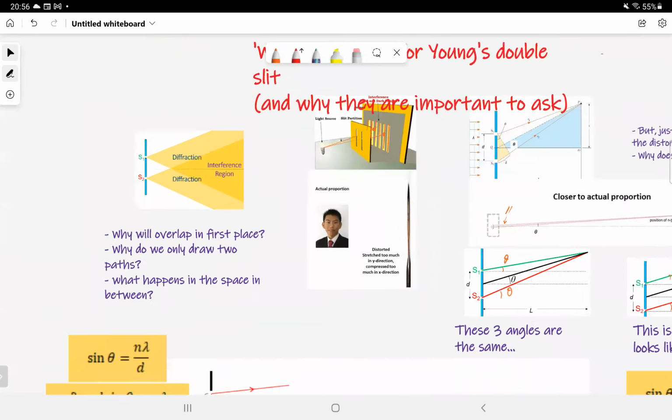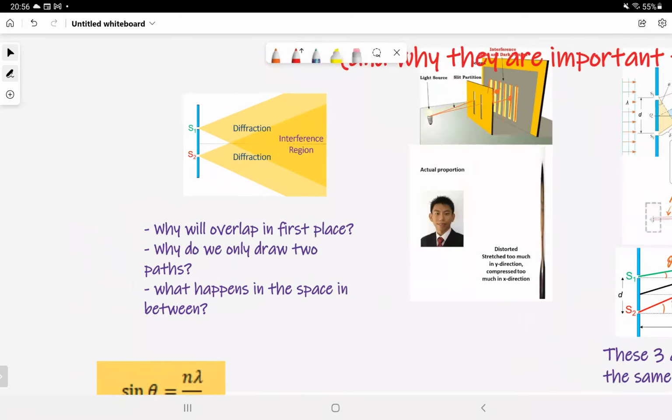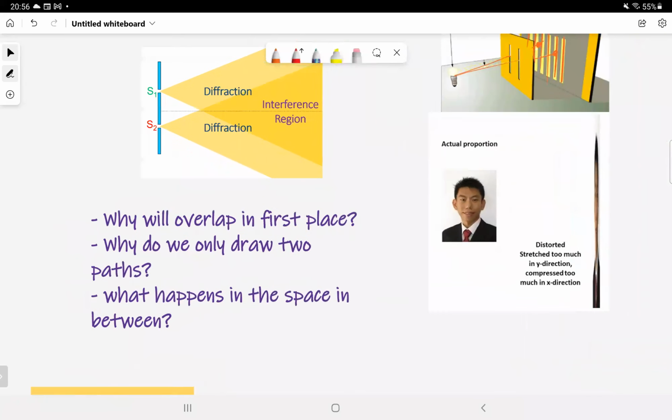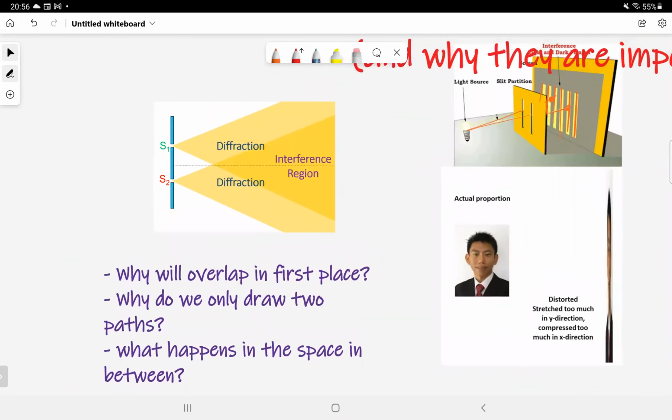Next question, a weird question before we do the math: why do the waves overlap in the first place? Because we know they need to overlap in order to have interference. Shouldn't the light just go straight through and head out of the two slits, and head straight to the screen? Why would they overlap? They do.